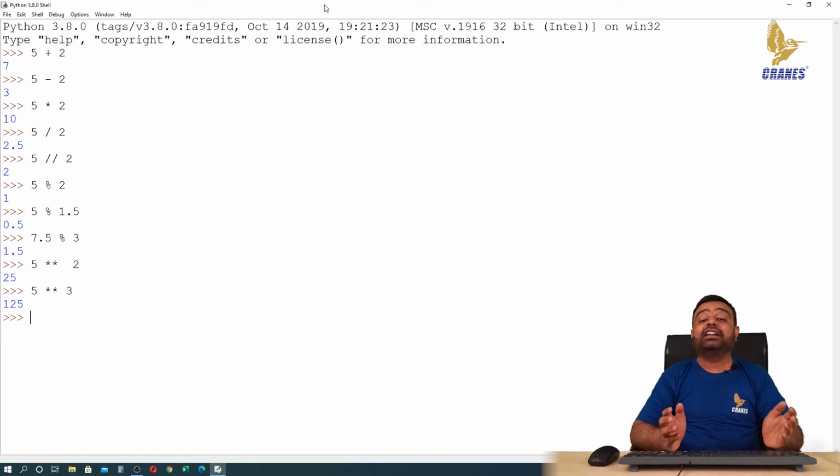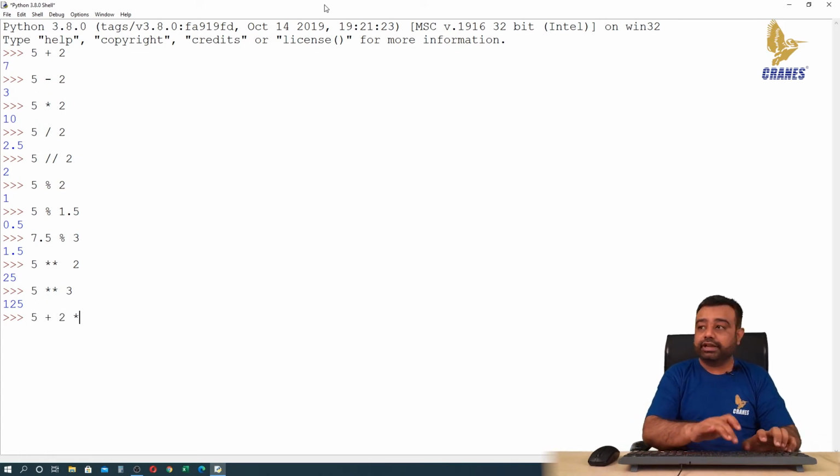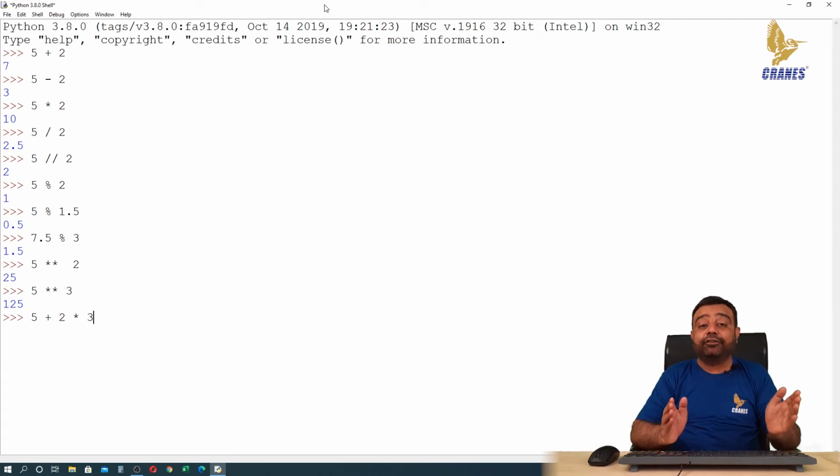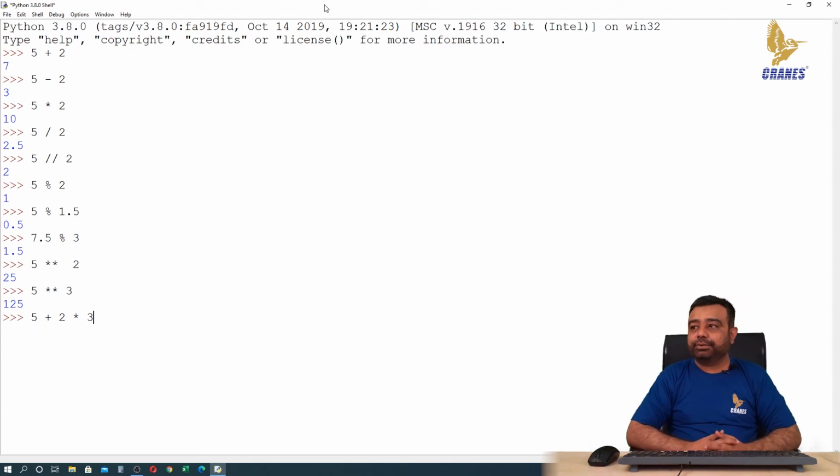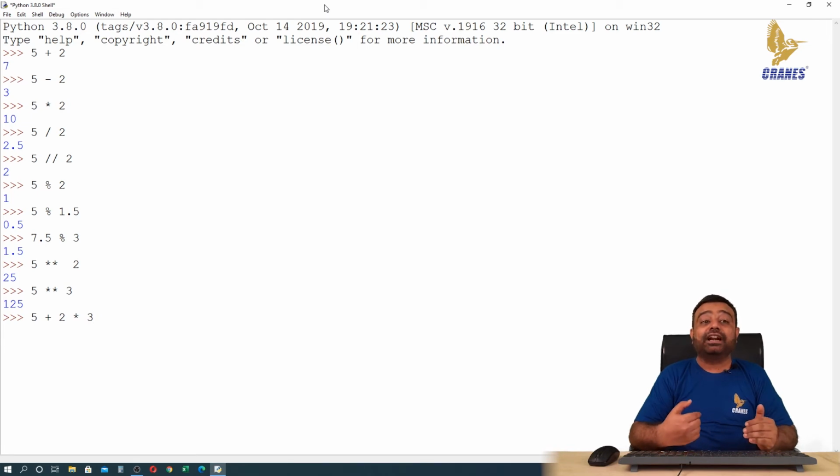Now you can combine multiple operators in a single expression. Like I can just write 5 plus 2 into 3. So you can see that I have two operators and three operands in a single expression. To evaluate this kind of expression which involves multiple operators, there is a rule of precedence in Python. It guides the order in which the operations are performed. For example, you have 5 plus 2 into 3. So you have the plus symbol as well as the multiplication symbol. Multiplication has higher precedence when compared to plus. So multiplication, that is 2 into 3, will be done first. So 2 into 3 is 6. 6 plus 5 is 11.